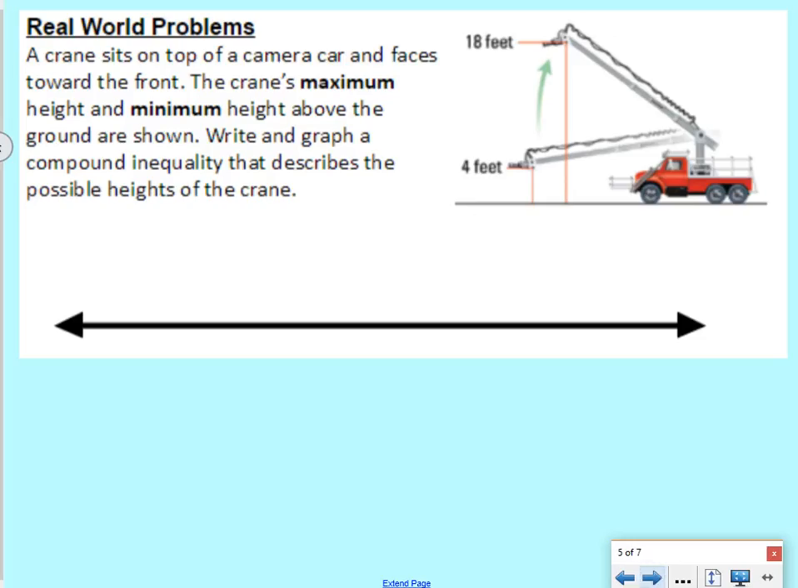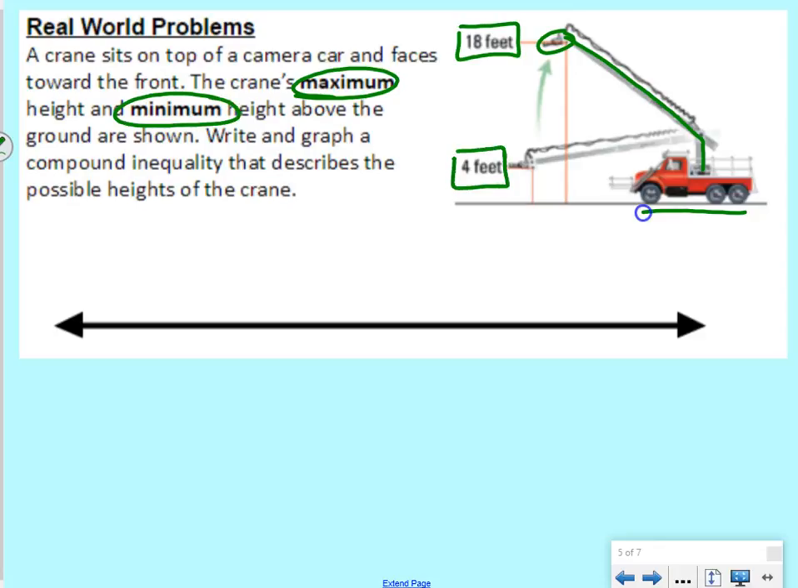Next, we just have some real-world problems. A crane sits on top of a camera car. So we have our camera car here. We've got the crane, and it's holding up this camera to record images. It faces toward the front. The crane's maximum height is 18 feet, and the crane's minimum height is 4 feet. Write and graph a compound inequality that describes the possible heights of the crane.